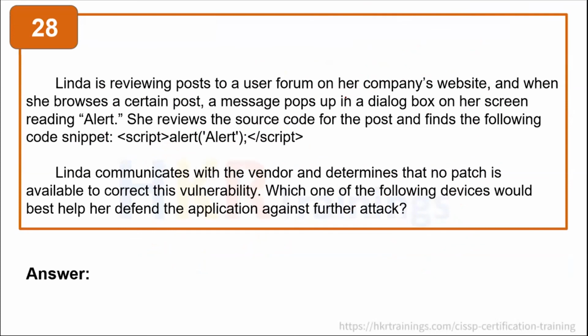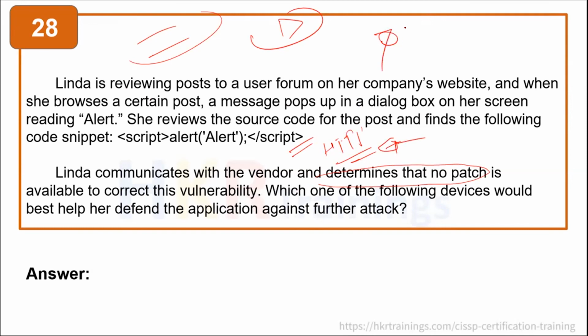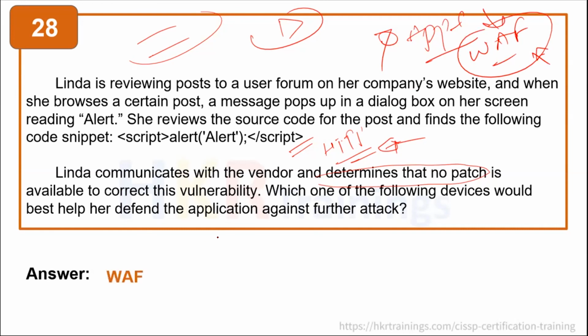Moving on to the 28th question. Again, there is persistent cross-site scripting, which Linda's website is vulnerable to. Linda contacts the vendor and determines that no patch is available to correct this vulnerability. Which one of the following devices would best help defend her application against further attack? One can use routers, ACLs, etc., to filter the requests which are coming in. One can use firewalls, but since this is a case of HTTP itself, it is a matter of application layer security, the 7th layer of the OSI model, where a WAF can be most effective. A web application firewall is an application-specific firewall. Hence, WAF will be the best option for this case.